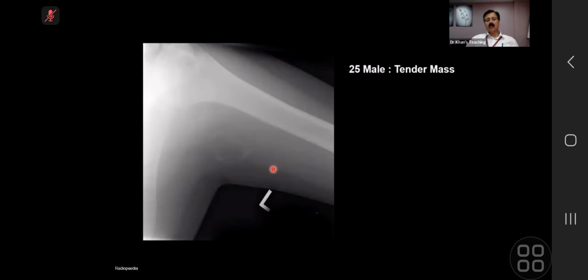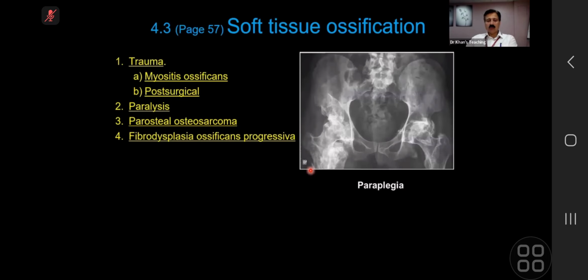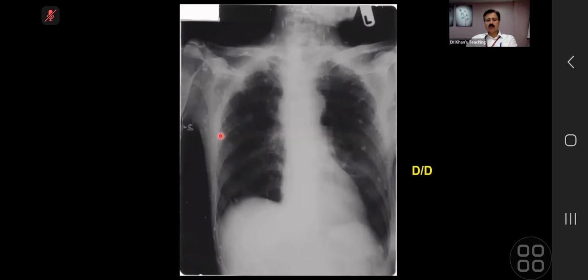If you do an MR, you are in trouble, because MR will give you such suspicious findings that you might actually think there is something like a sarcoma. So plain film with this peripheral calcification is an exam concept which they want to ask. Myositis ossificans is soft tissue ossification, and trauma is one cause. This is a case of paraplegia with ossification, and there are other tumors which we are going to do next time.